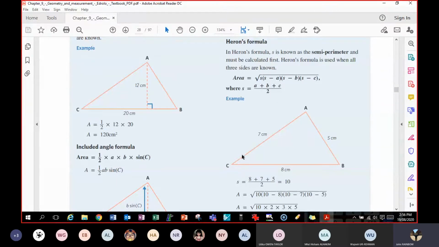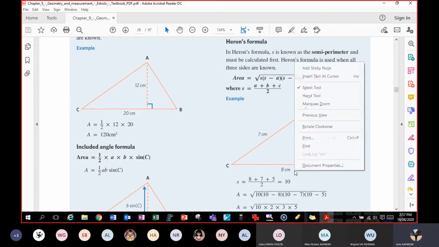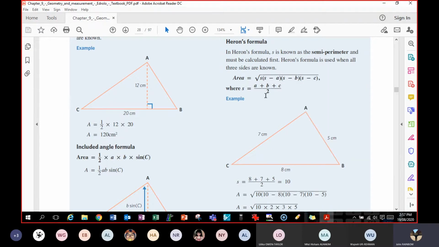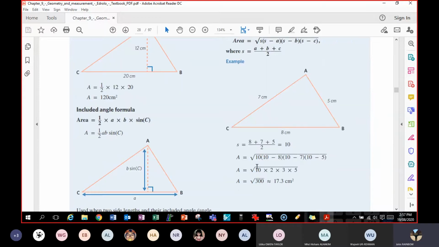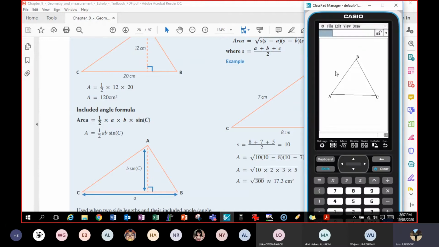So once you find out the value of S, add these 3, divide by 2, then it's, in this case, 10 times 10 minus 7 times 10 minus 5 times 10 minus 8. And then it's the square root of all of that. So that's all, we're just putting the numbers in there. So you're going to be 10 times 2 times 3 times 5, and then you get the answer. If this is a show that question, this is what you need to do. If this was not a show that question, I wouldn't even do any of these.